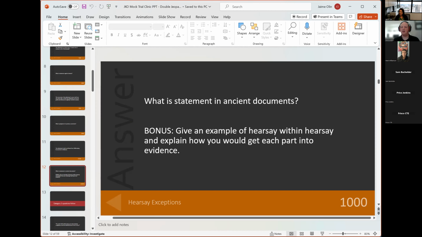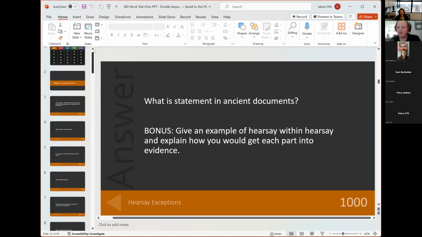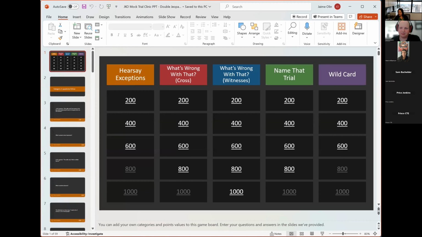Kevin, anything to add to that? No. Okay. Yeah. It's one of the trickier concepts of the rules of evidence, for sure. Okay. Who is picking our next clue? Let's go with somebody new for the next one.